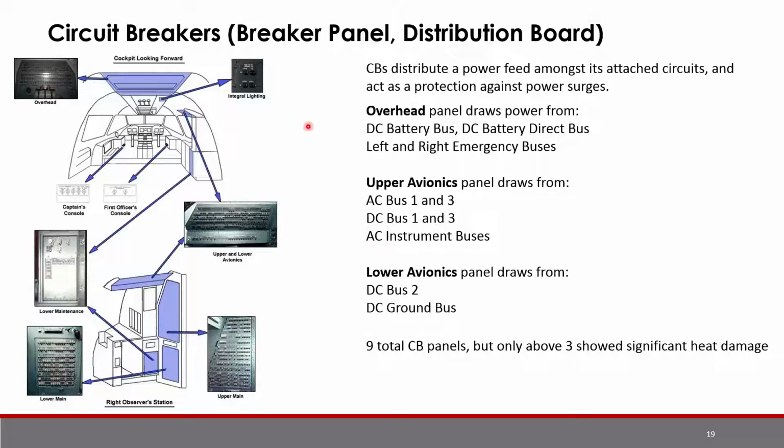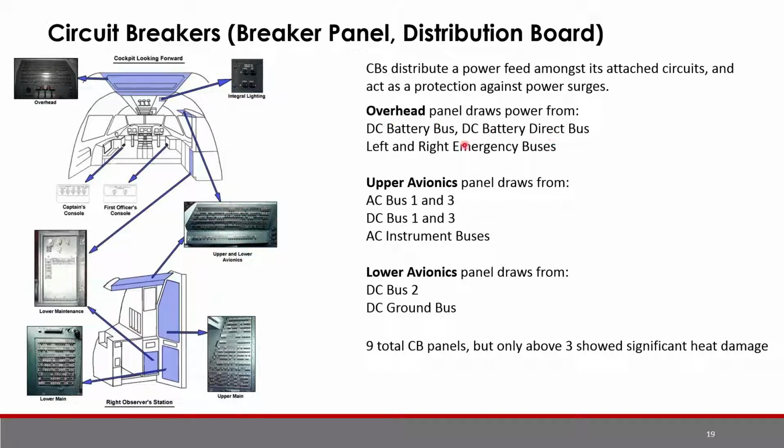Circuit breakers. Also, these little things are not the actual circuit breakers. They're many circuit breakers, and they make up a breaker panel or a distribution board. And these boards distribute power feed among its attached circuits and act as a protection against power surges. So they take all the power in and distribute it to all the other sources. The main ones we'll be dealing with in this emergency investigation are the overhead panel and the avionics panels.